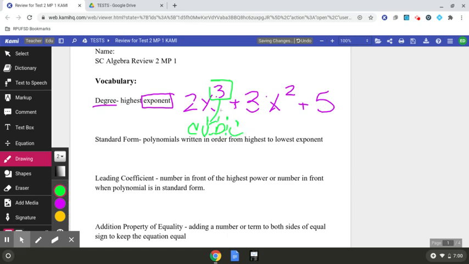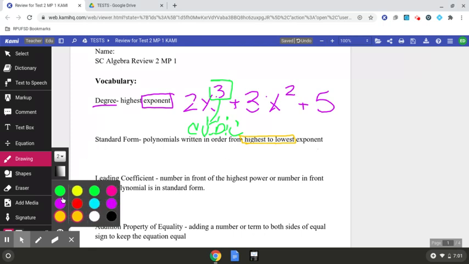The next term here is standard form. Standard form is very important. Standard form refers to polynomials, so many terms, written in order from highest to lowest. And it only refers to the exponent. So if you look back up at the purple polynomial above that I wrote, it is in standard form. Your highest exponent is 3 and it's first. Then you have your 2 and then you have nothing. So this is written in standard form because it's highest to lowest.